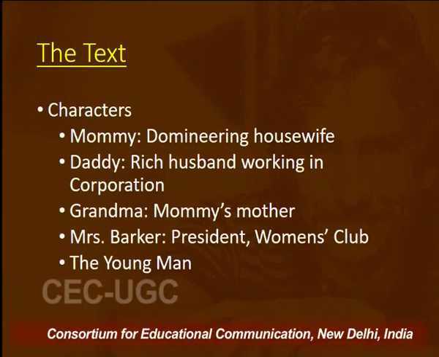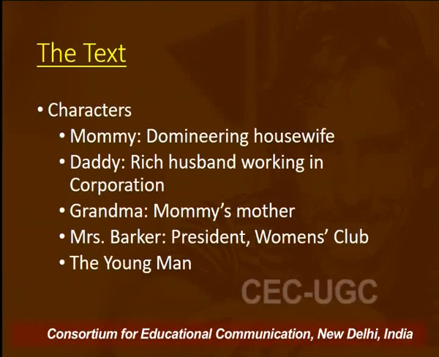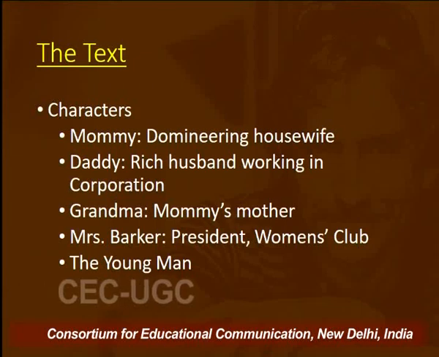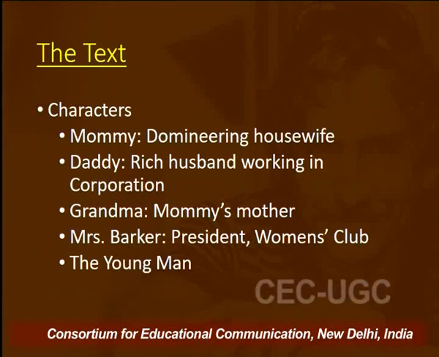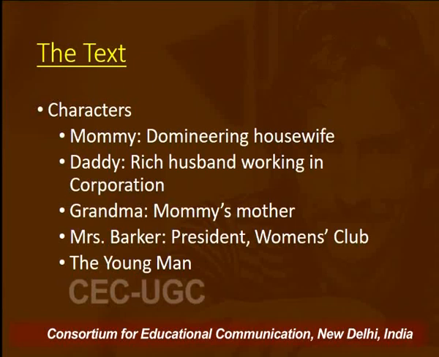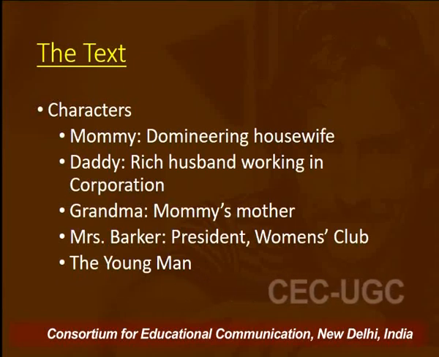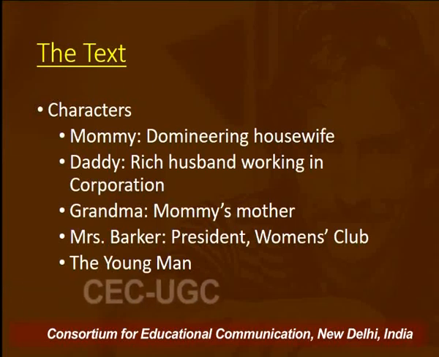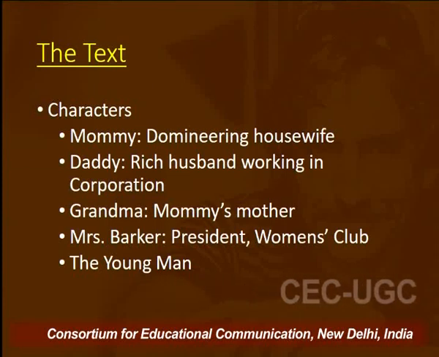But is it really it? That is a question which Albee seems to be asking, right? Now, if you look at the characters in the play, as I had told you, we see a kind of minimalism practiced by Albee. The first character is Mommy, a domineering American housewife. The second character is Daddy, a rich husband working in corporate. The third is Grandma, who is Mommy's mother. The fourth is Mrs. Barker, the president of the Women's Club. And the fifth and last character is the young man.